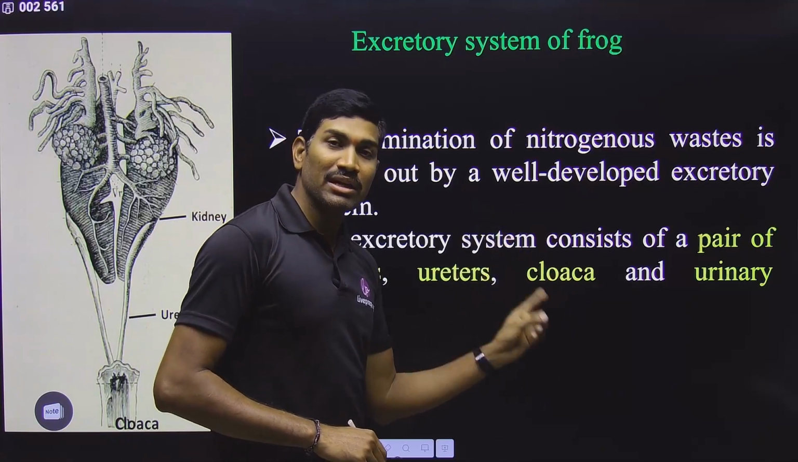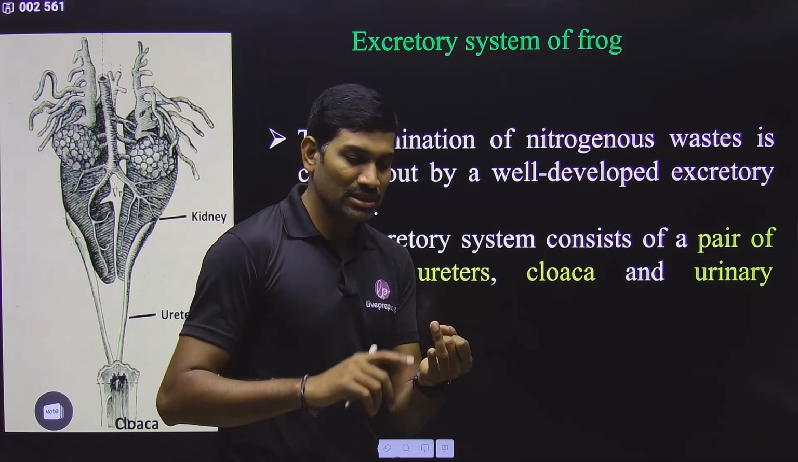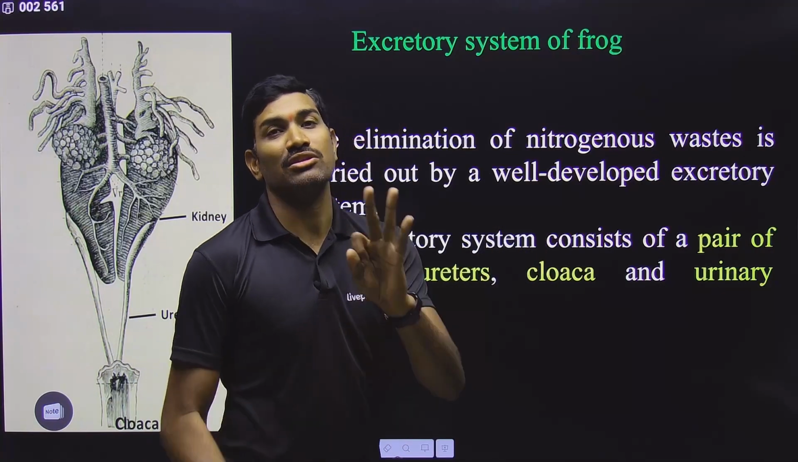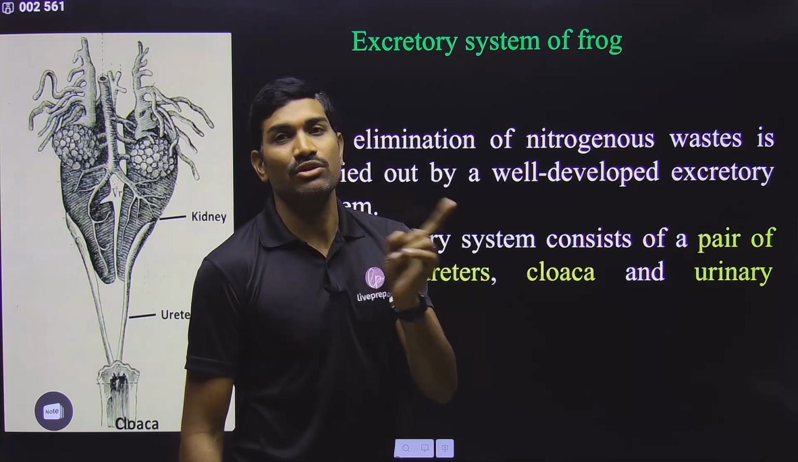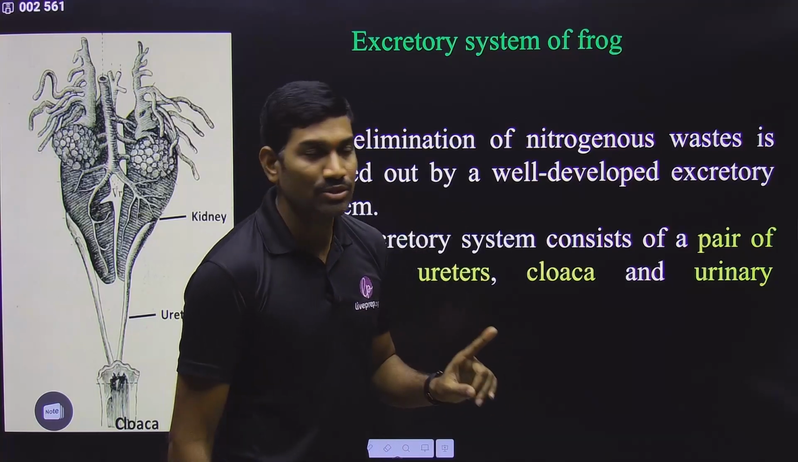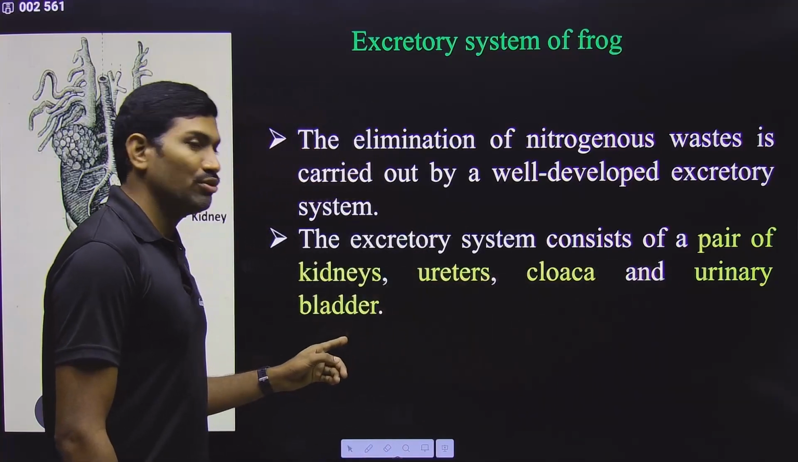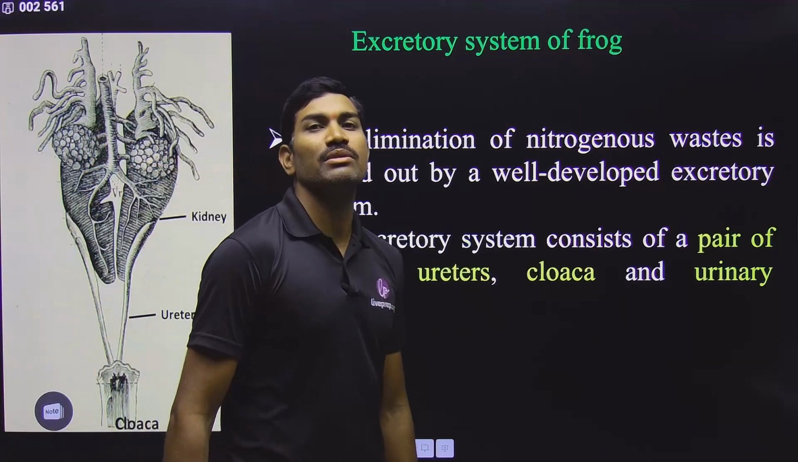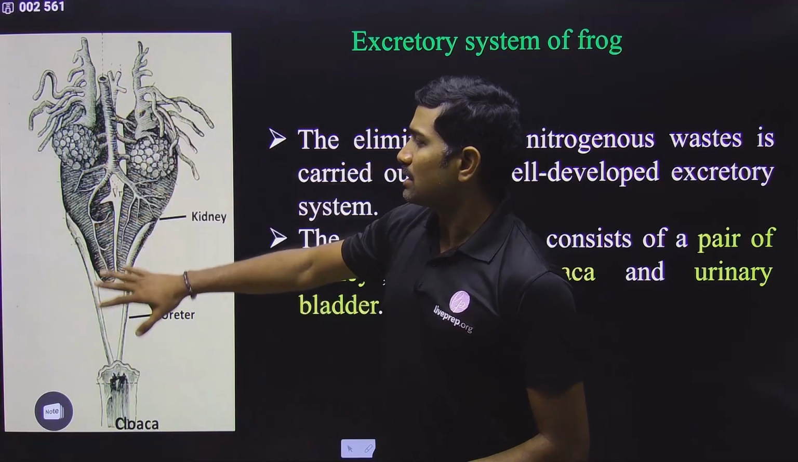Cloaca is the common passage for the digestive system, excretory system and reproductive system. But in the case of human, there is no cloaca concept. So please remember this. And then there is a urinary bladder. Urinary bladder is present in human also. Okay. So this is what the general diagram is.